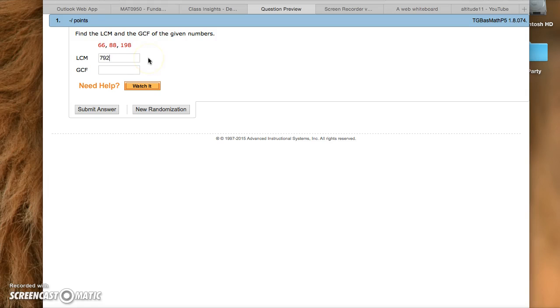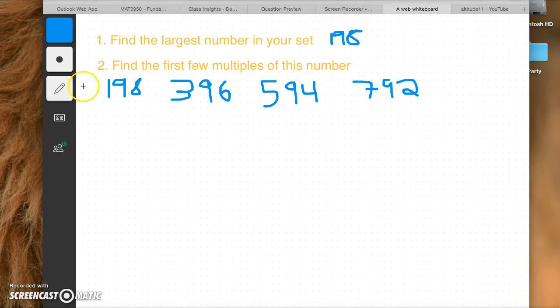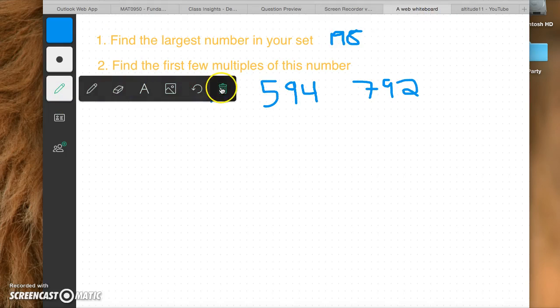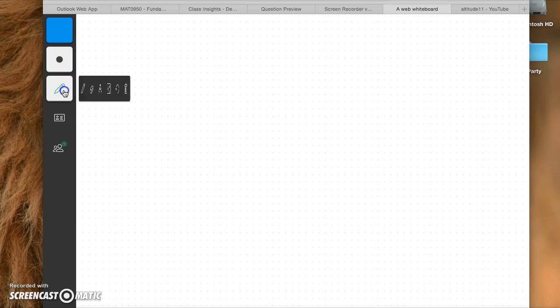792. All right, so that's our least common multiple. The next is our greatest common factor. So we now need to find the greatest common factor of these 3 numbers. Let's trash our whiteboard here and start over.